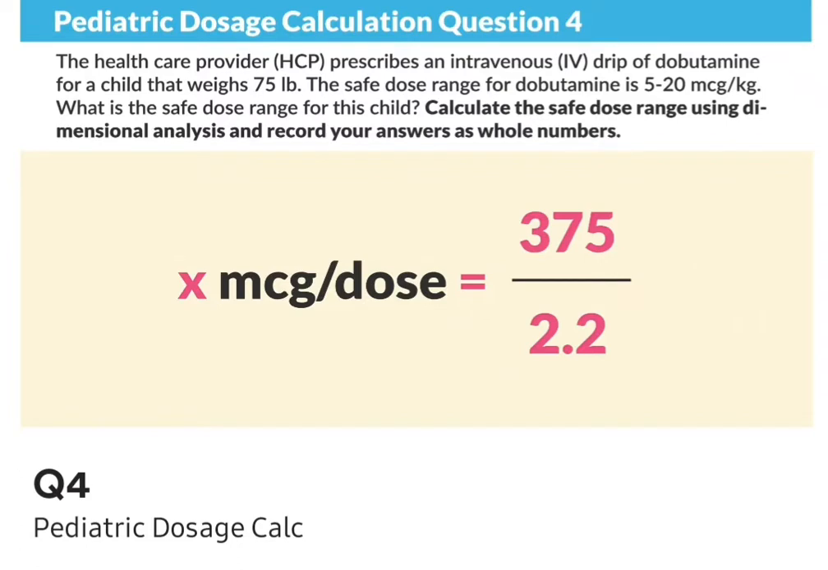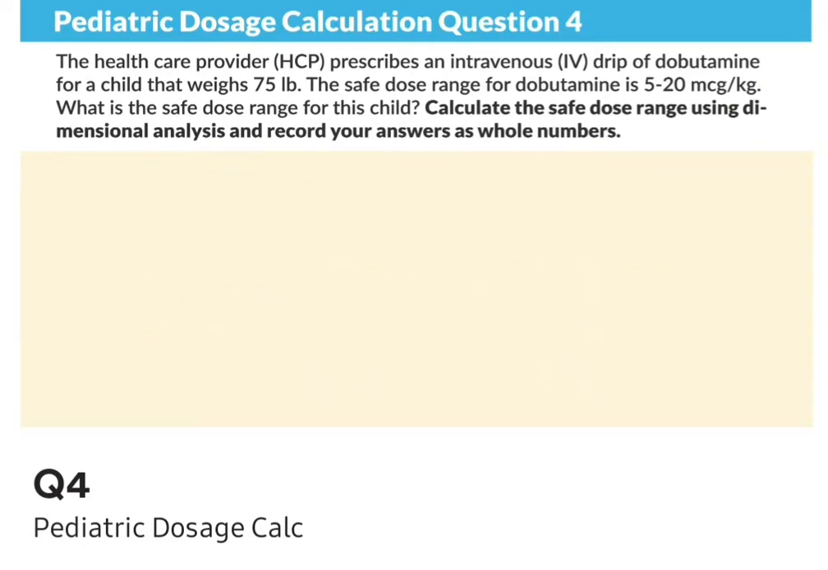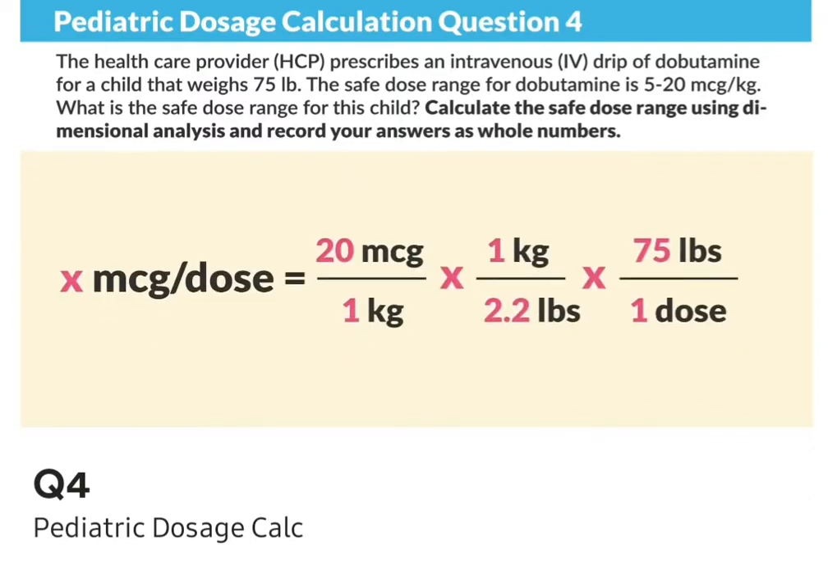Now our correct answer is 170.4, but we have to round down here. So 170 is that low range. Now we're doing the same exact thing because the question's asking for the high range of 20 micrograms per kilogram. So we're setting it up the same way for the max safe dose here.